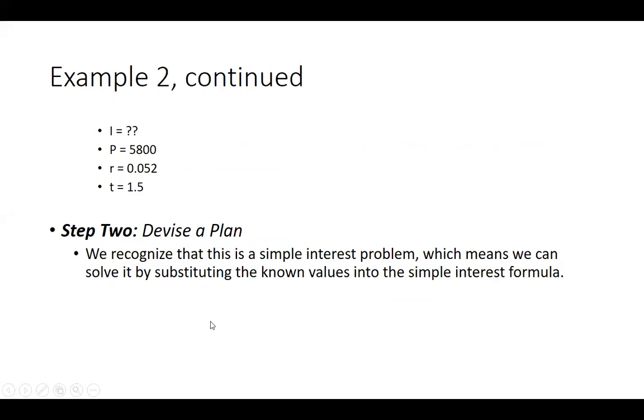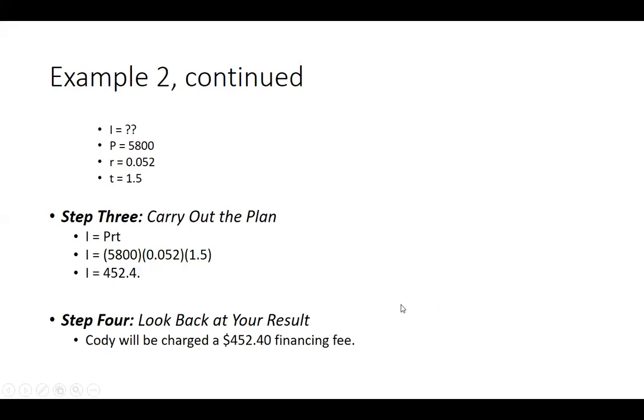Step 2, devise a plan. We recognize that this is a simple interest problem, which means we can solve it by substituting the known values into the simple interest formula. So let's carry out that plan. We have I equals PRT, and we substitute for P, we substitute for R, and we substitute for T. 5,800 for P, 0.052 for R, 1.5 for T, 1.5 years, 18 months.